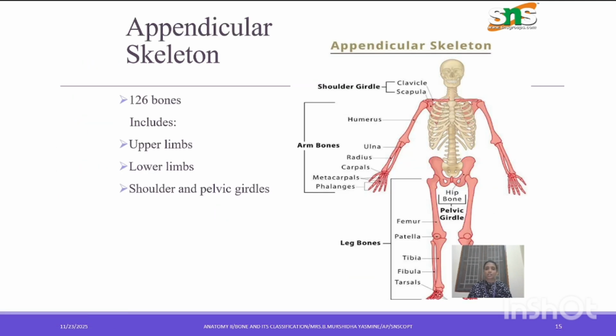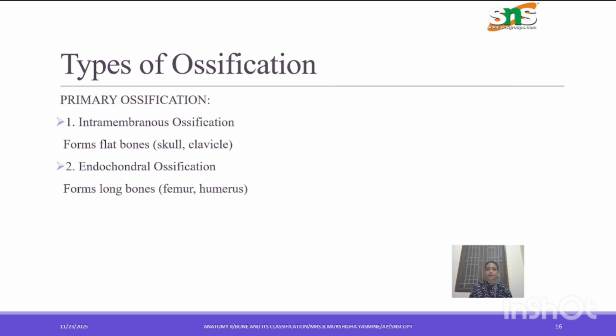The next classification is the appendicular skeleton. In this picture, the red color marking shows all the appendicular skeleton. The appendicular skeleton is composed of 126 bones, which include the upper limb and lower limb. The upper limb is formed from the shoulder girdle and the lower limb is formed from the pelvic girdle. So this is the appendicular skeleton.